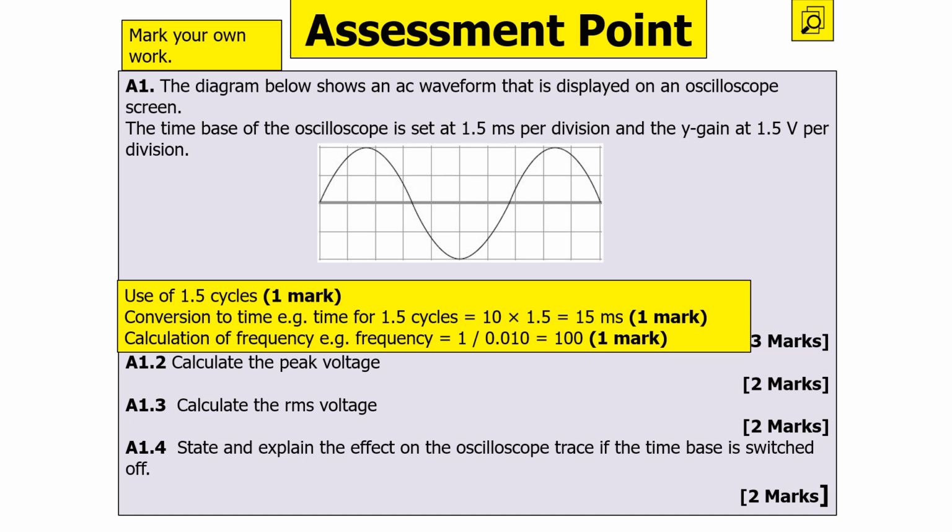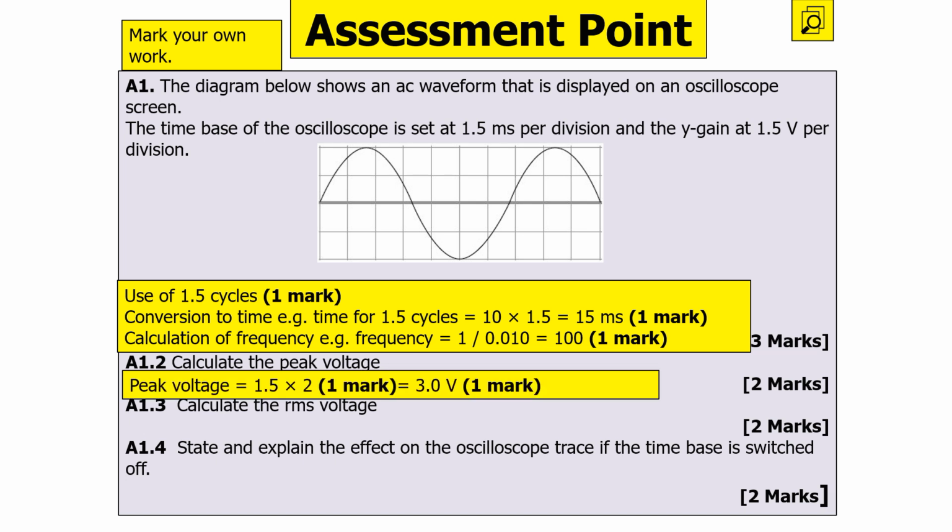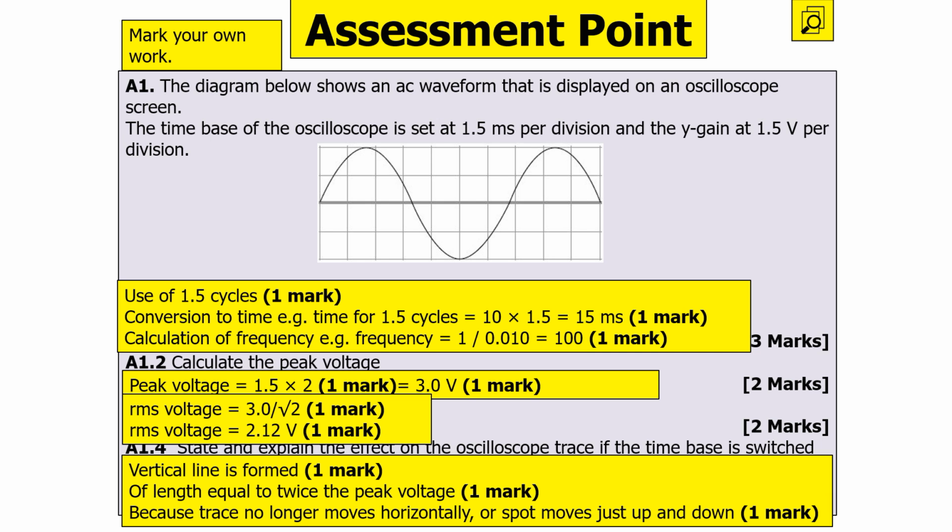Now again, you can look on the screen and work out the peak voltage to be 2 times 1.5 volts because that's how much each square is worth, so it's 3 volts. The RMS is going to be the peak divided by square root 2, so it's 2.12 volts. Now, if you turned off the time base, a very common question, you would no longer get a wave pattern. Rather, you would get a vertical line, which would be twice the length of the peak voltage because it's peak to peak, so it's positive and negative. The trace will no longer move horizontally, so it would just be creating that vertical line.